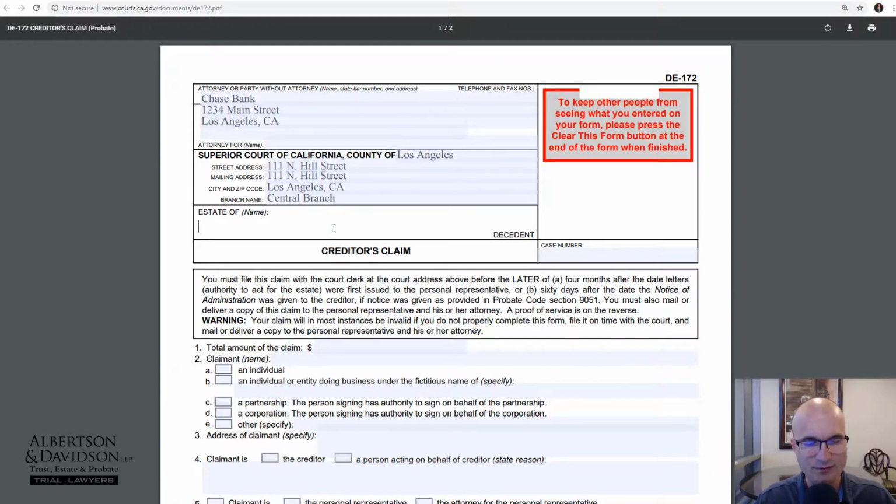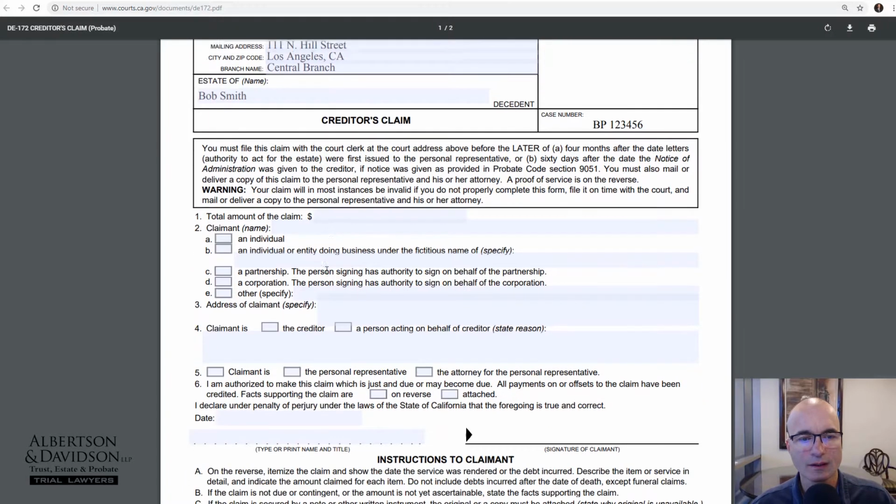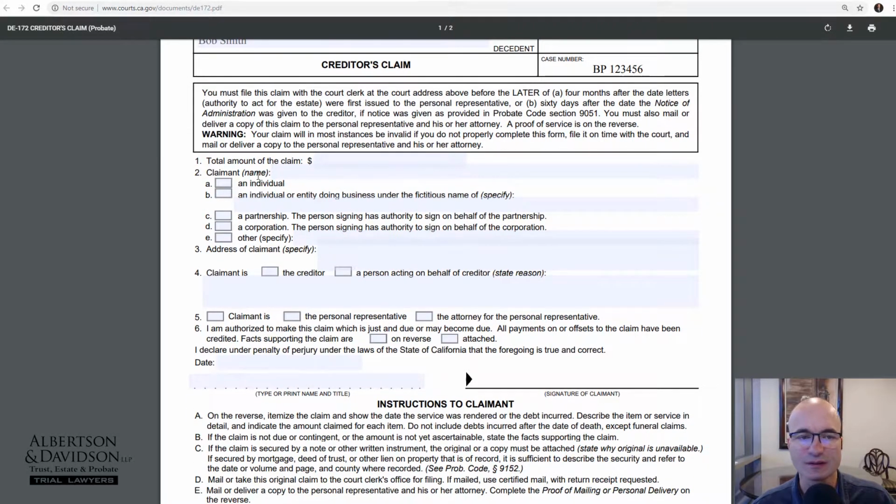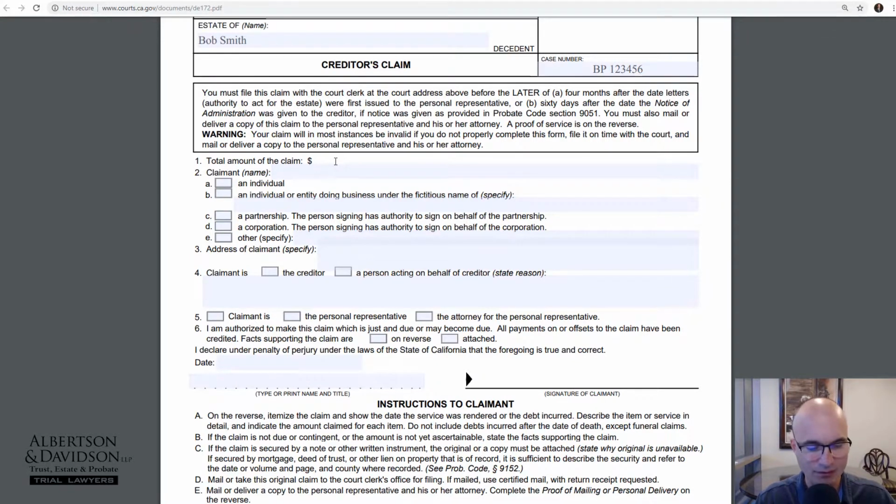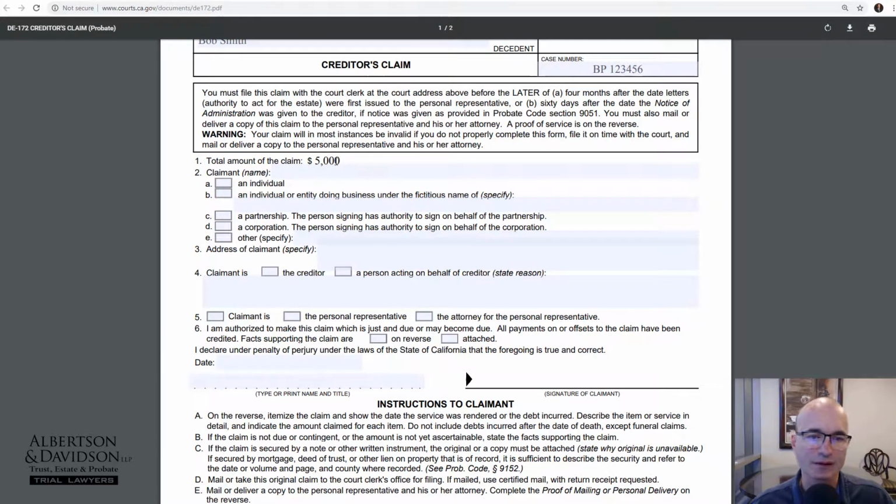And then we're going to say the estate of Bob Smith, and don't forget to put the proper case number. You'll know the case number because it'll be on the creditor claim form. And then this is where you're going to give details of the claim. So the total amount of the claim. So if you're a creditor, you're going to say, well, they owe me $5,000. The claimant's name, in this case, we're saying Chase Bank.